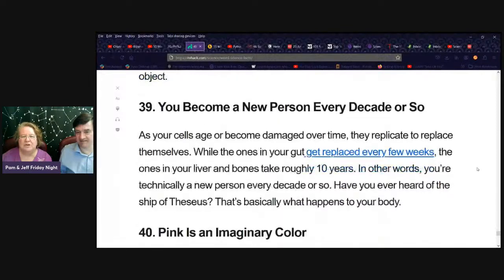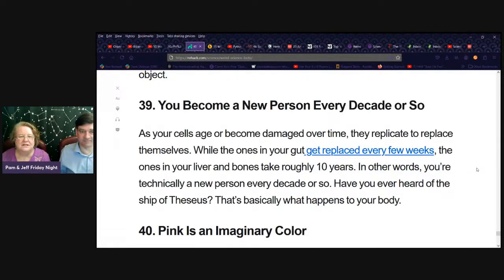Fastest thing. You become a new person every decade or so as your cells age or become damaged. I think it's like 7 years for most things. They replicate to replace themselves. The guts get replaced every few weeks. That makes sense. The ones in your liver and bones take roughly 10 years. And I think the brain eventually does too, but it takes a while. You're technically a new person every decade or so. Have you ever heard of the ship of Theseus? Yeah. That's basically what happens to your body. What is that ship of Theseus? They slowly replaced every single board in it. And then the question was, is it the same ship? Okay, got it. Yes, I suppose you could debate that.